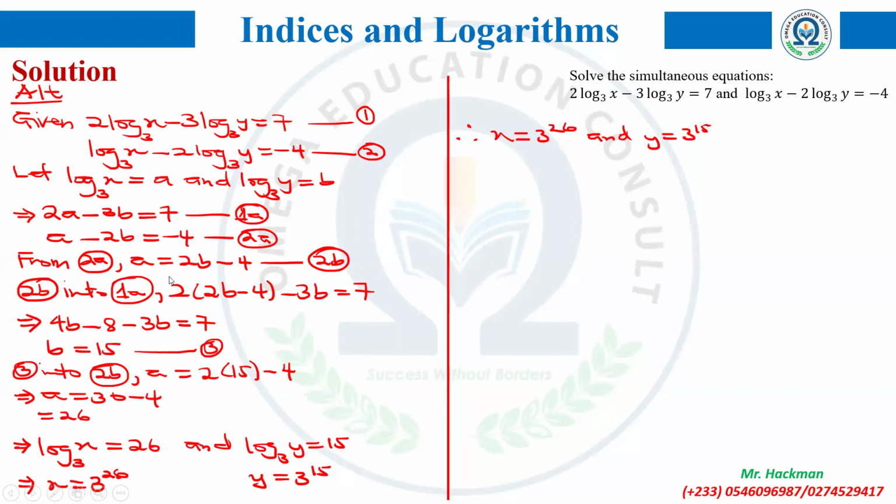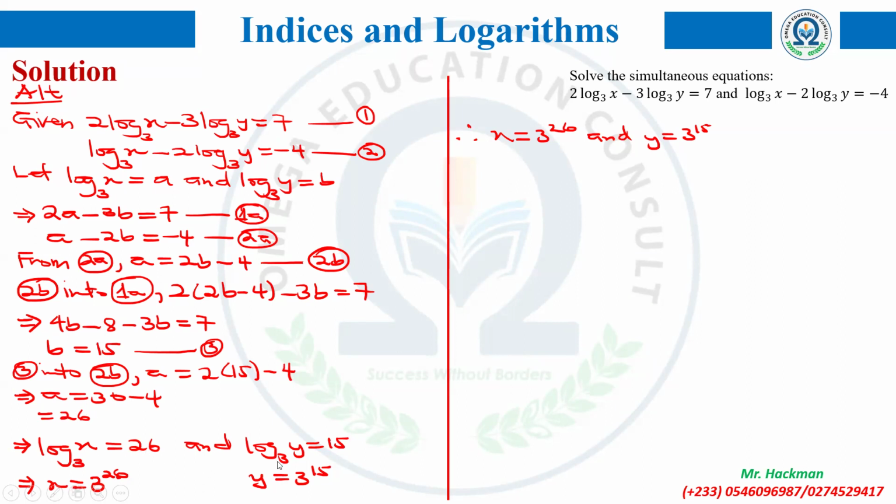So you substitute 15 into the equation that you made a the subject, which is 2b minus 4. Then that will give you a to be equal to 26. However, you know, a and b came by way of your own introduction, so you cannot conclude with them. So you go and substitute back. This implies that, remember, a is log to the base 3 of x. So it means log to the base 3 of x is equal to 26.